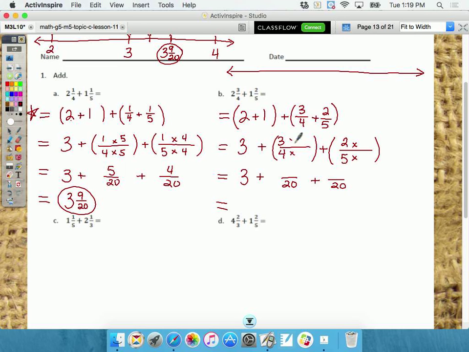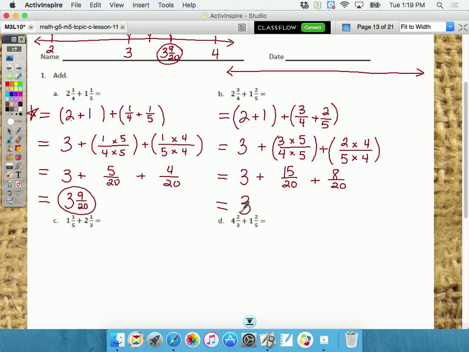Four times what equals 20? 3 times 5 equals? Okay, 5 times what equals 20? 4. So 2 times 4 equals? 8. Good. So I can't stress enough.